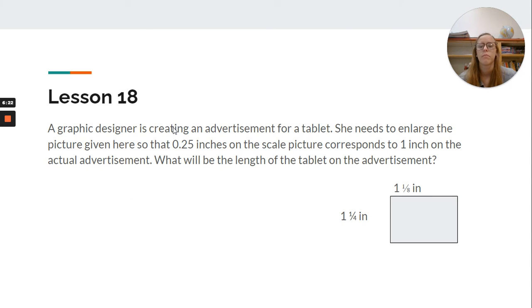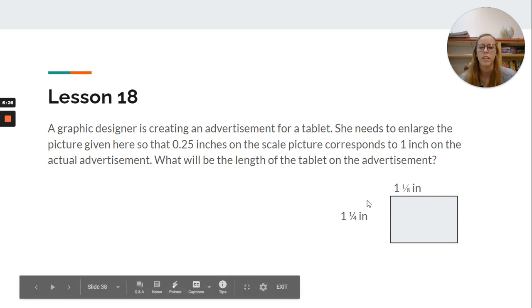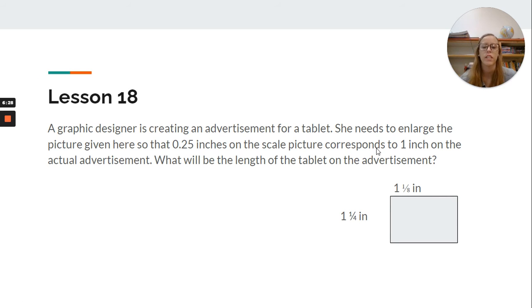18. A graphic designer is creating an advertisement. She needs to enlarge the picture given so that 0.25 inches on the scale corresponds to 1 on the actual advertisement. We need to find what the length of the advertisement on the tablet will be. So 1 1/8.